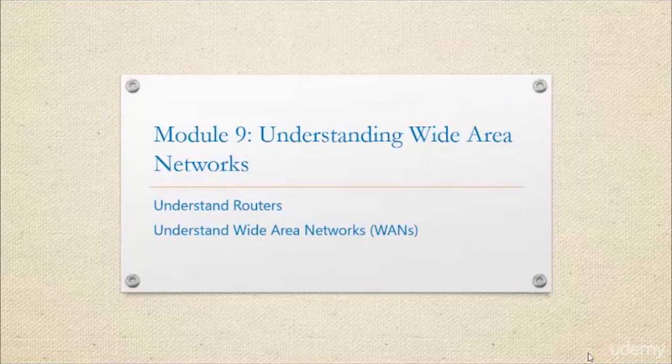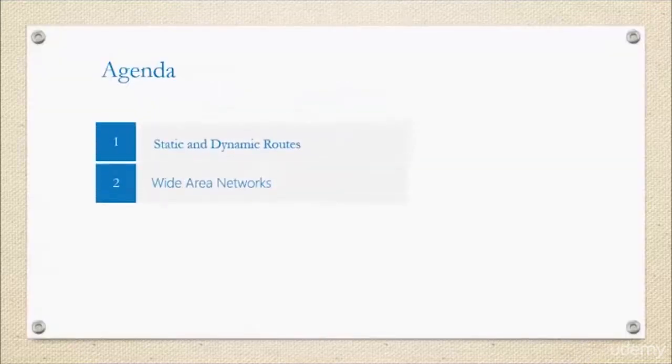Right now we're going to talk about wide area networks, alright? So let's take a quick look at our agenda. We're going to cover two different objectives today. We're going to talk about routers and how they work. Well, more specifically, static and dynamic routes. So the path that data take to get across the internet or across networks, okay? And then we're going to talk a little bit more in depth about wide area networks.